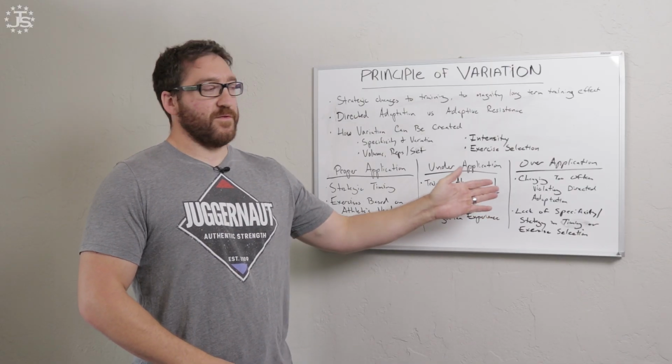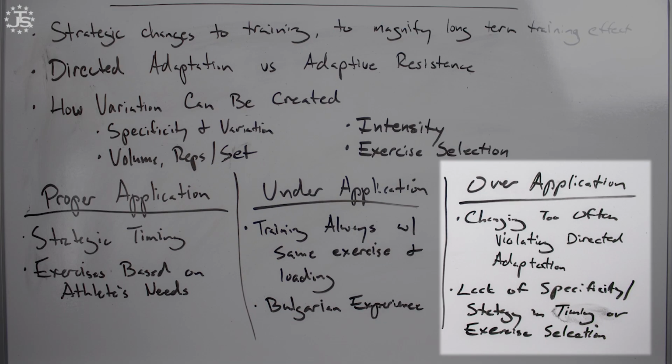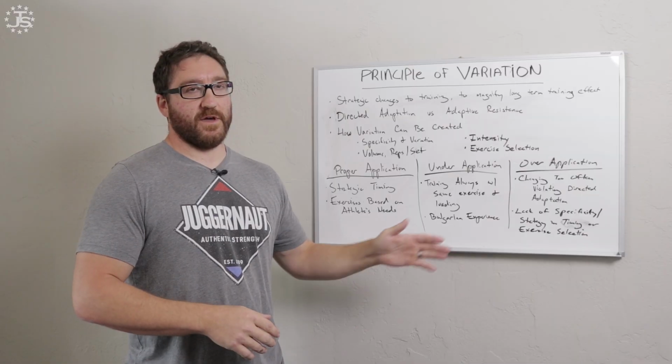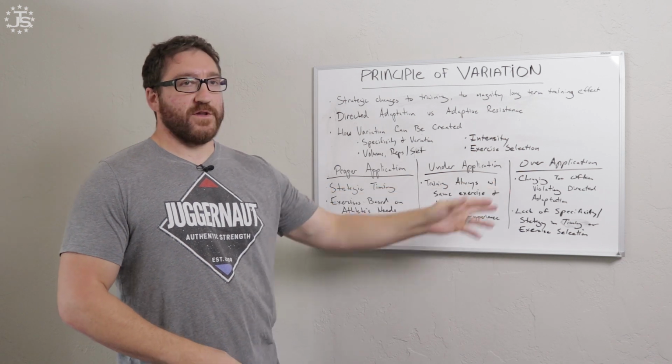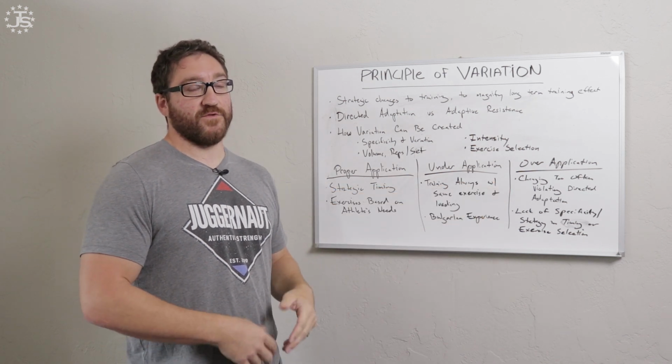Another pitfall, really the over-application of variation. This is probably a little bit more common, I think, for people because there's often a sense that you need to change. This is kind of beaten into people's heads that you need to change the routine and continually do this. Or you have people that are maybe coming from a CrossFit background that really just choose to do lots of different exercises or get bored with something very quickly. So changing too often is going to violate directed adaptation.